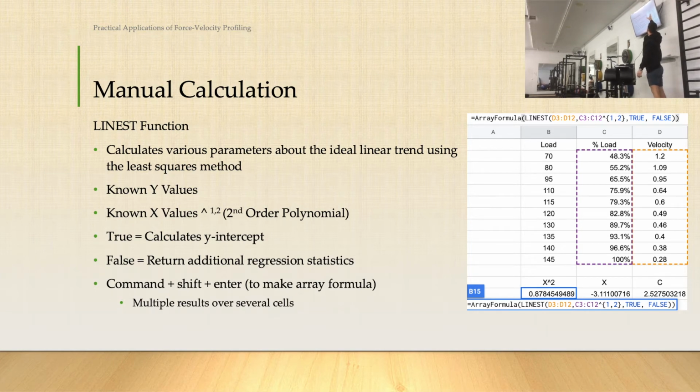Here's the formula there. It's actually going to be an array formula, which means at the end you've got to hit Command Shift Enter, which will then stick some data further out past the cell that you've chosen to go in. So we're going to hit the Y values in here. Then we're going to go with the X values, but to the power of 1, 2, which means second order polynomial. Sorry if I'm breezing over this too quickly. A true will give you a y-intercept, and false will return additional regression statistics, and then you hit your Command Shift Enter to make it the array. Okay, so we just have to try and remember using these 3 variables here.